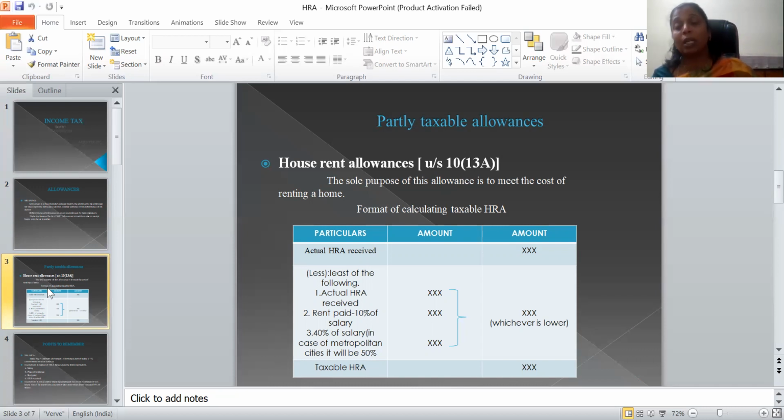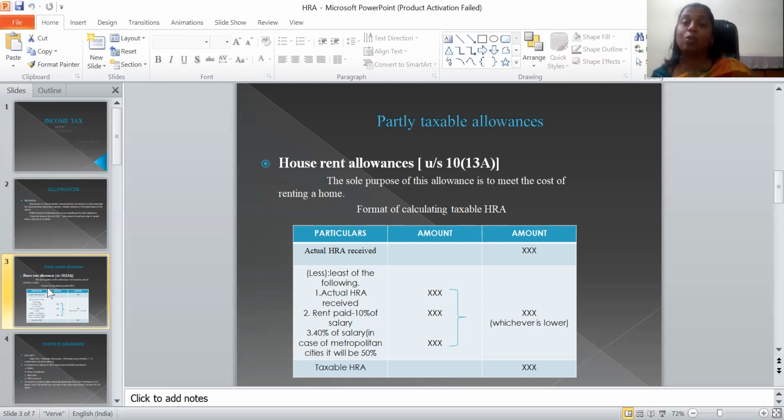So what do you mean by this particular house rent allowance? So Income Tax Act has defined house rent allowance under section 10 subsection 13A. The sole purpose of this allowance is to meet the cost of your renting a home. So any individual, if he has rented the house, to compensate that particular amount, this HRA will be provided by an employer to employee. So let us check what's a format for calculating this house rent allowance.